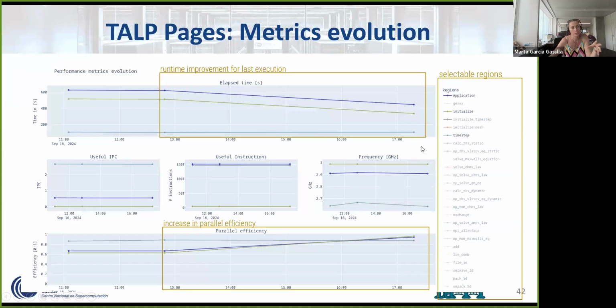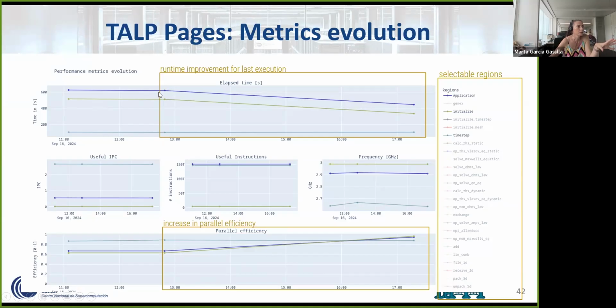The other visualization is the metrics evolution. In this case, in these plots, every dot you see is a commit. So here is the timeline, and the dots is when I did a commit in my code. And we can see the different plots: this one is plotting the elapsed time, this is the useful IPC, and the bottom one is the parallel efficiency.